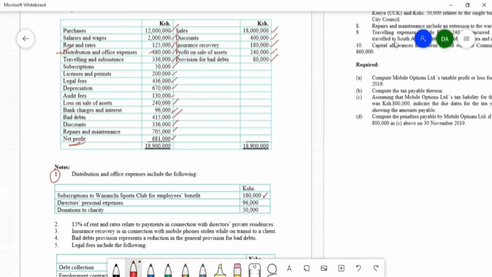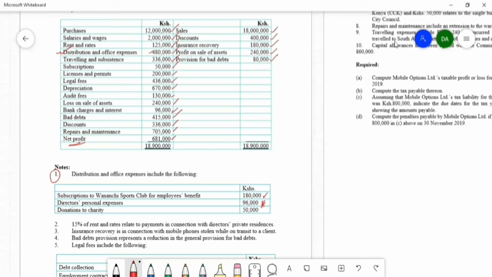Now, the next one is director's personal expenses. These director's personal expenses are not allowable expenses. Because of that, they are supposed to be added back because they are not allowable. They were subtracted and they are not supposed to be subtracted. Now we need to add them back as disallowable expenses.